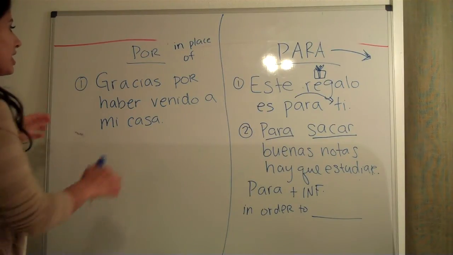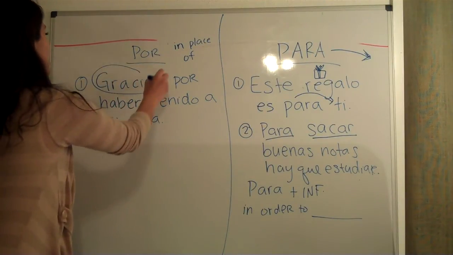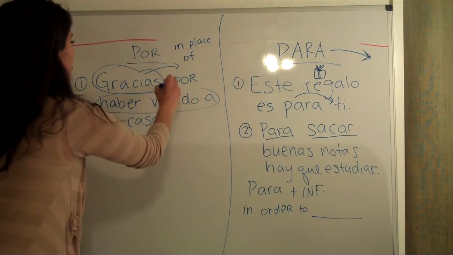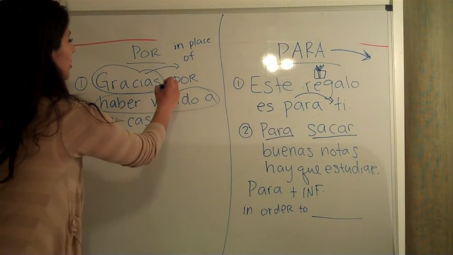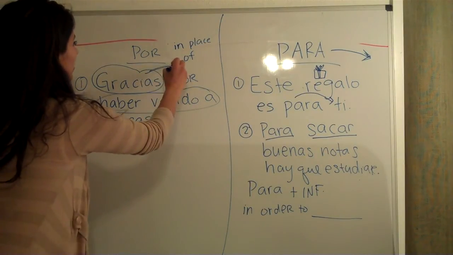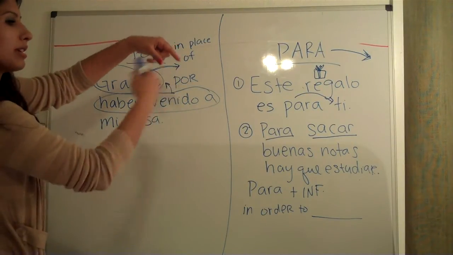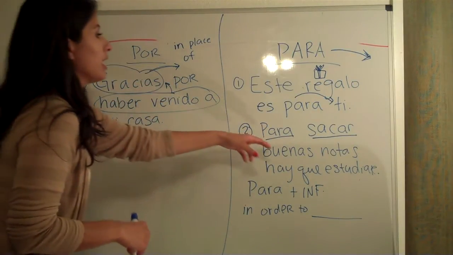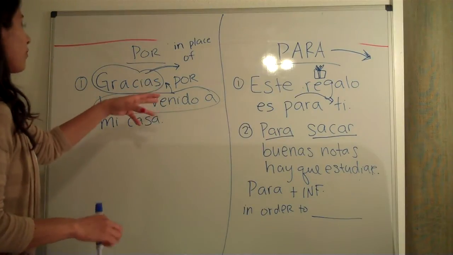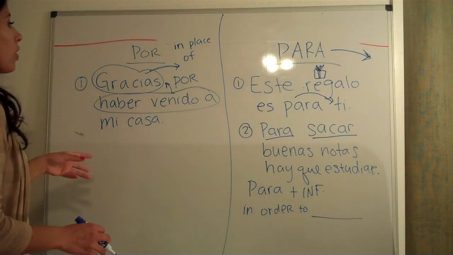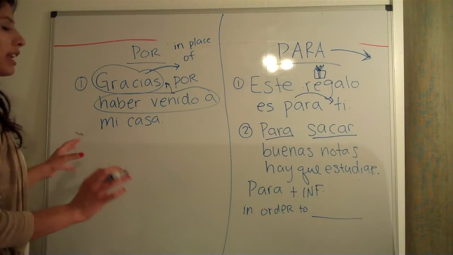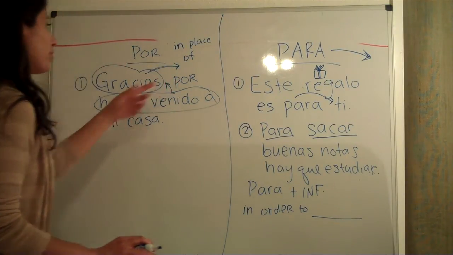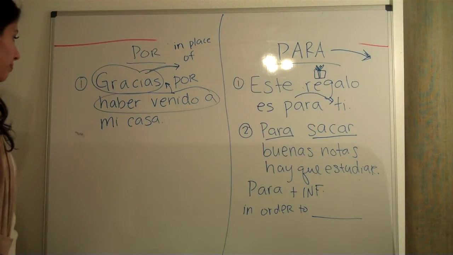And there is an exchange here. This person is giving this person thanks because this person came to this person's house. That's kind of how I see por a little bit. I mean, not always, but this is kind of how you can think it. So, thank you for coming to my house, right? And you see how these are different? In order to get good grades, thank you for having come to my house. So, just kind of to understand that difference. I think if you can understand this one, in order to, you can actually understand what this one means.